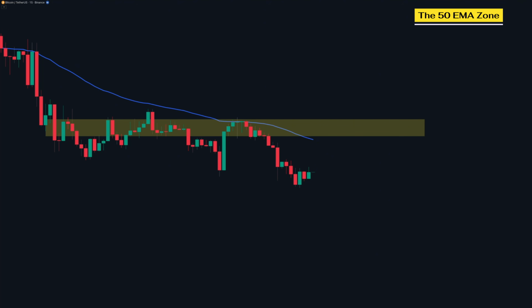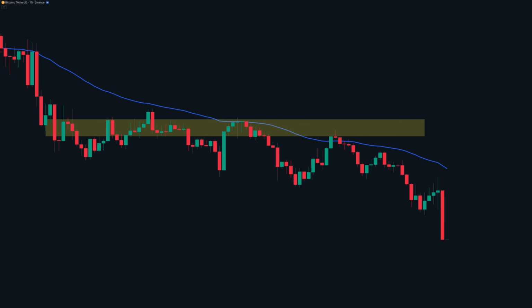Now we have our trend confirmed and our strongest zones marked. We do not enter here. We wait. We let price come to us. The market always comes back to these levels. Our job is simply to be ready when it does.